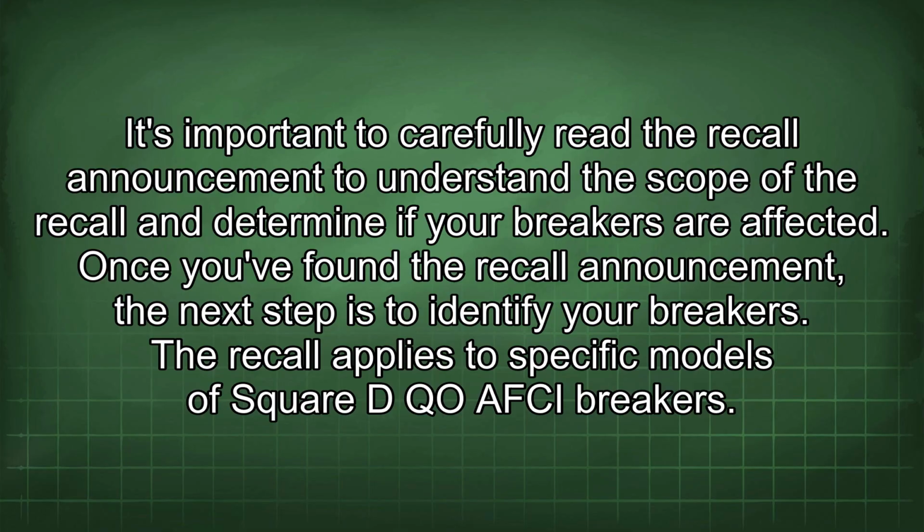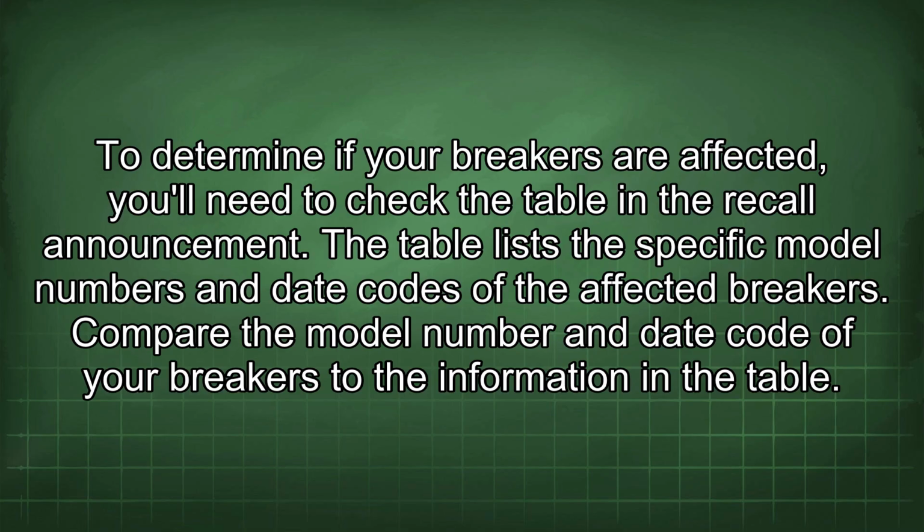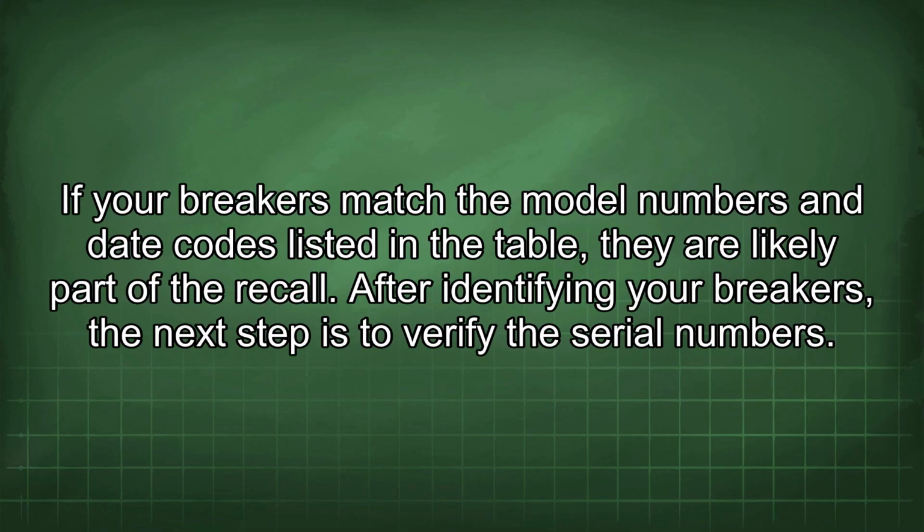It's important to carefully read the recall announcement to understand the scope of the recall and determine if your breakers are affected. Once you've found the recall announcement, the next step is to identify your breakers. The recall applies to specific models of Square D AFCI breakers. To determine if your breakers are affected, you'll need to check the table in the recall announcement. The table lists the specific model numbers and date codes of the affected breakers. Compare the model number and date code of your breakers to the information in the table. If your breakers match the model numbers and date codes listed in the table, they are likely part of the recall.